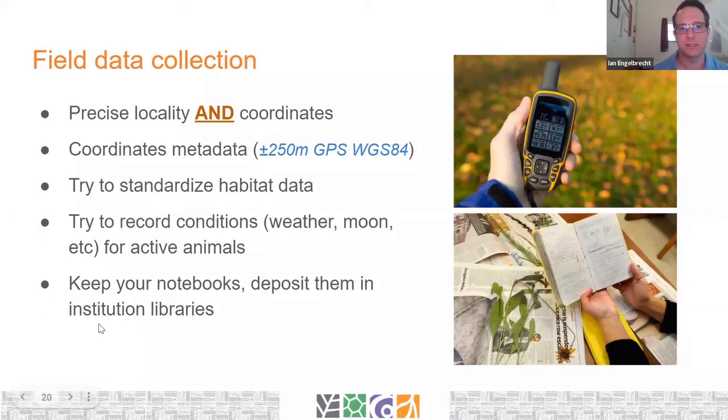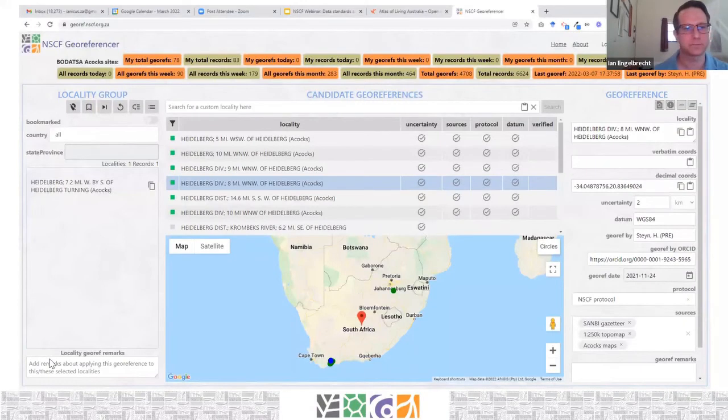And then very important is that you need to be recording these data somewhere. Collectors typically have a notebook or something like that where they record the data. And ideally, we should be archiving those as well. So notebooks should be going into institution libraries. People are starting to use digital devices like phones to record their data in the field. We don't quite know yet what the best way is for archiving those kinds of data, but it's good to archive that kind of stuff.